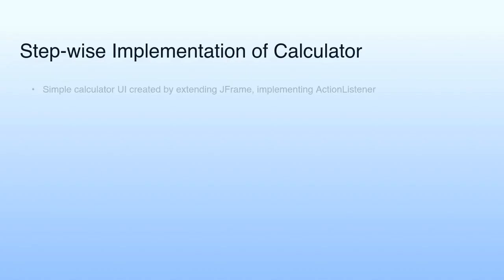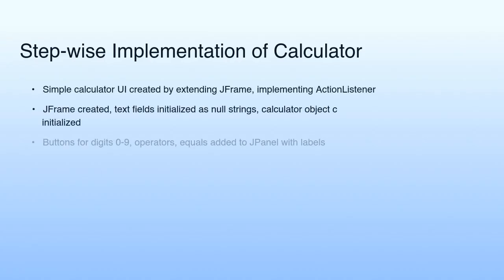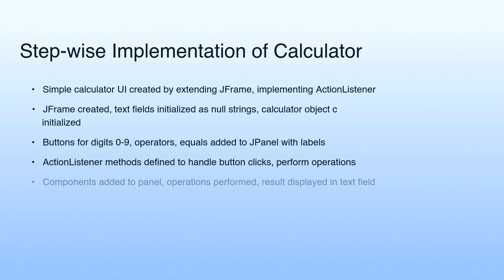The stepwise implementation of calculator section walks through the development of a simple calculator UI by extending JFrame and implementing ActionListener, initializing components, adding buttons and event handlers, and performing operations to display the result in a text field.